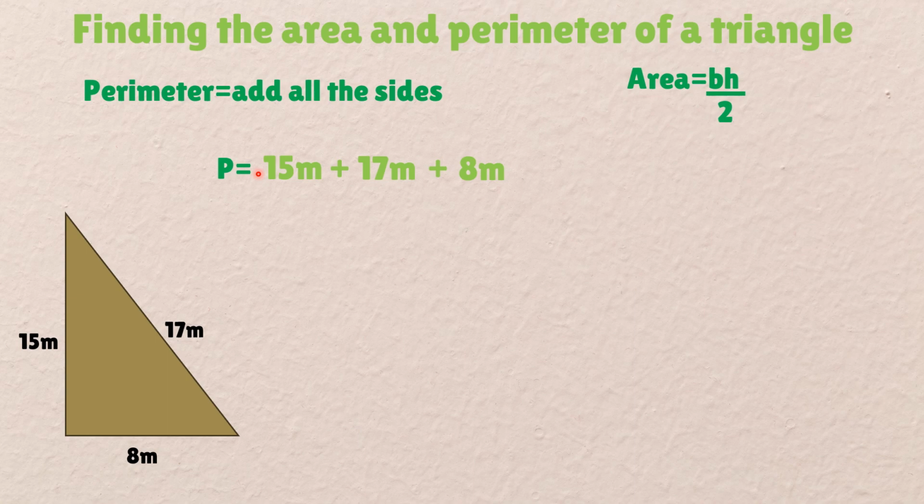So let's start with 15 plus 17. That gives us 32. Plus 8 gives us 40. So the perimeter equals 40 meters.